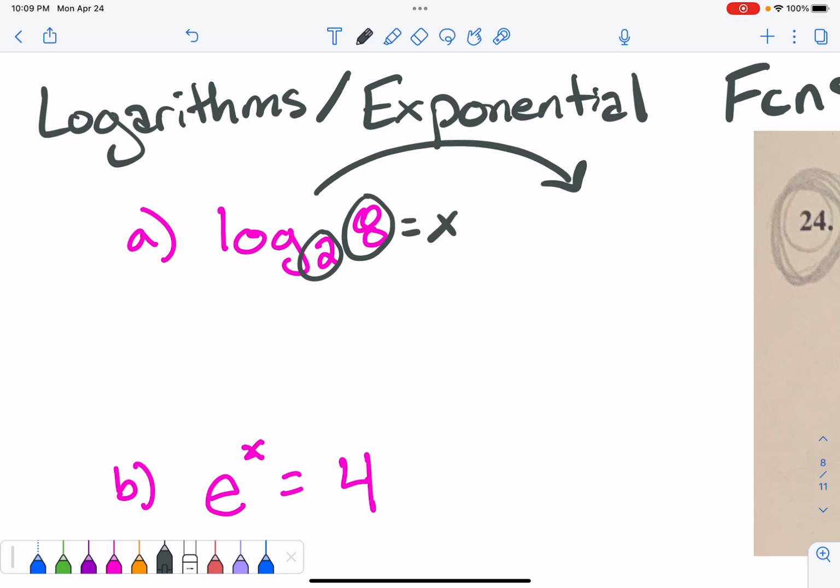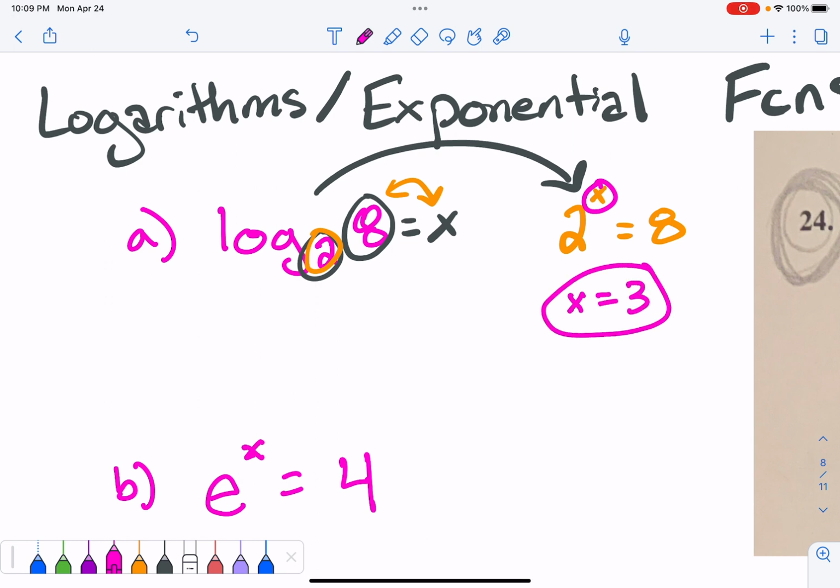Okay, so when we switch it to an exponential function, the base number, which is 2, stays the base number, so it'll be 2 to the, and then these two guys will switch. So 2 to the x power equals 8. And then you can do this using mental math. How many times do you take 2 times itself to get 8? x is going to be 3. 2 to the third power is 8. So that's how you can go about solving that, okay?